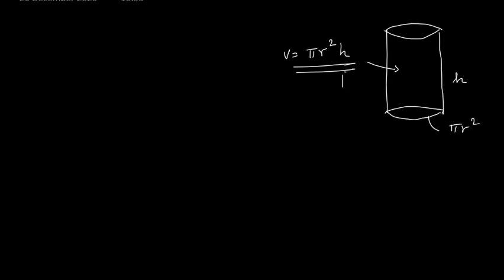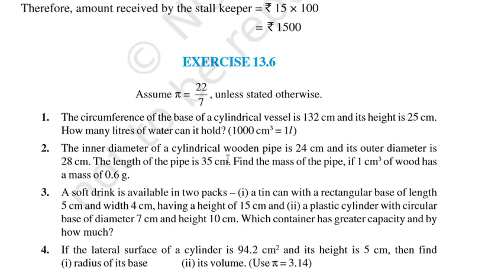Now let us see the problems. The first problem: the circumference of base of cylindrical vessel is 132 centimeter and its height is 25 centimeter. How many liters of water it can hold? It is given that 1000 centimeter cube is equal to 1 liter.